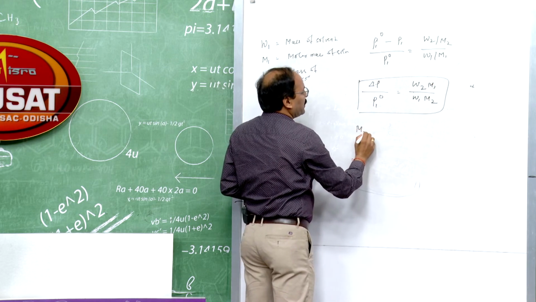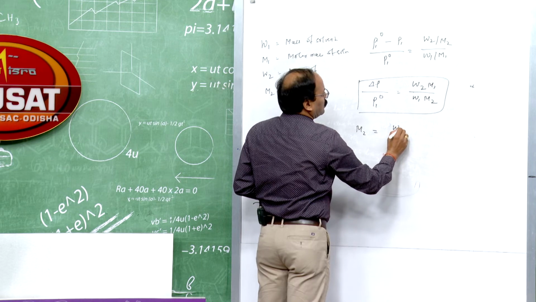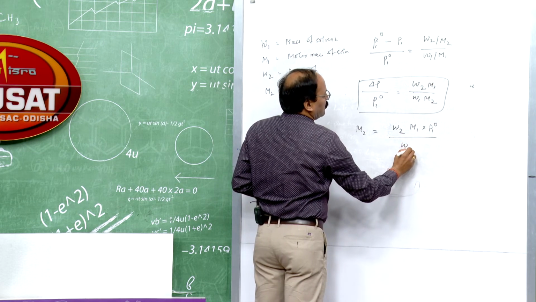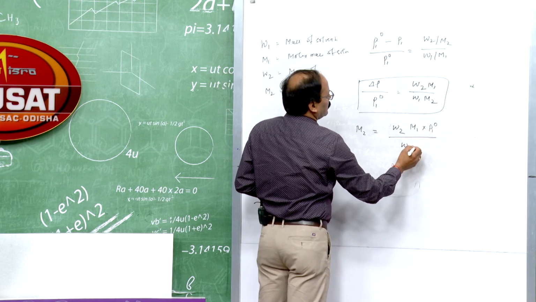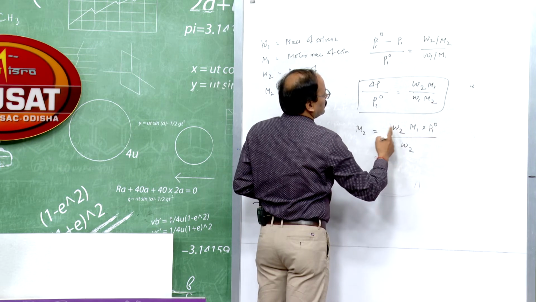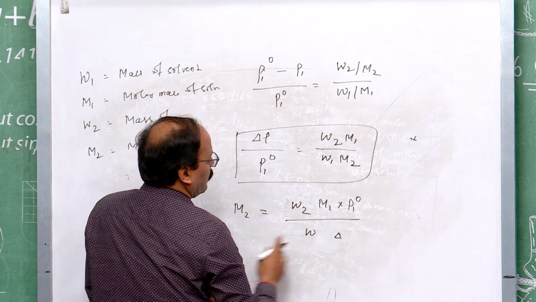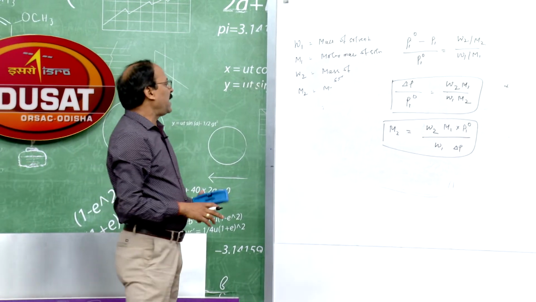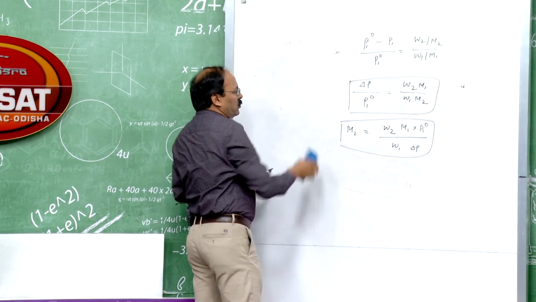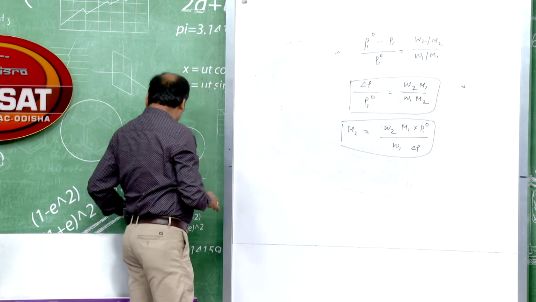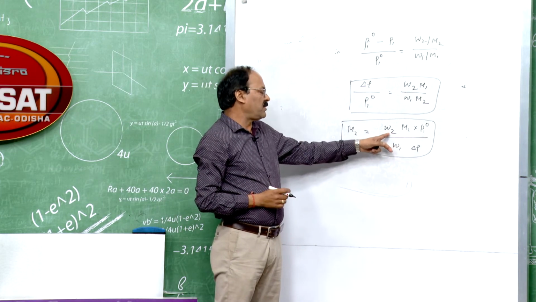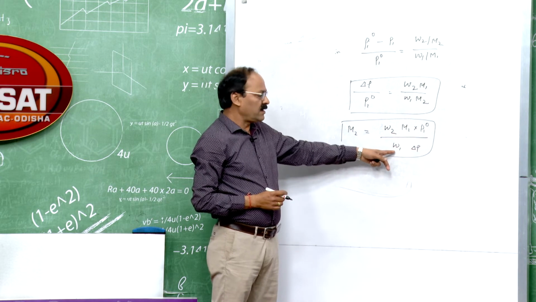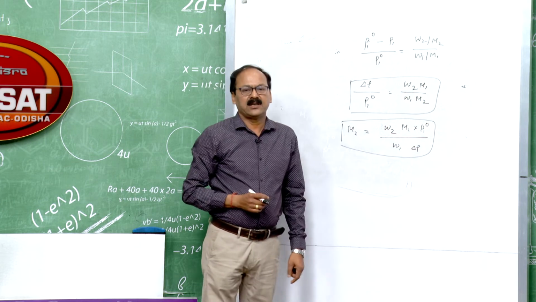So, from this M2 will be equal to W2 × M1 × P1° divided by W1 × ΔP. So, this is the formula to calculate the molar mass of a solute by using the relative lowering in vapor pressure method. Here W2 is the weight of the solute, M1 the molar mass of the solvent, P1° the vapor pressure in the pure state of the solvent, W1 the weight of solvent, and ΔP the lowering in vapor pressure.